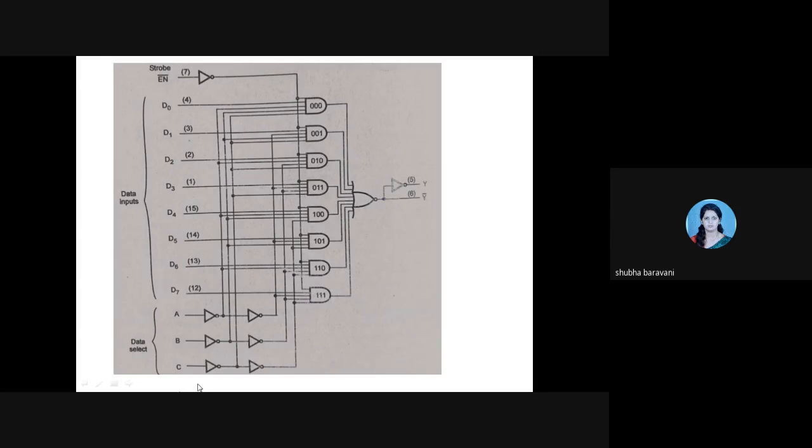So see, this is a logic diagram of that 8 to 1 mux. You have to analyze this similar to the analysis we had done for 4 to 1 and 2 to 1 mux. You have three select lines, A, B and C. D0 to D7 are data inputs and pin number 7 is given to enable. Output, either you will get active high Y or active low Y bar.